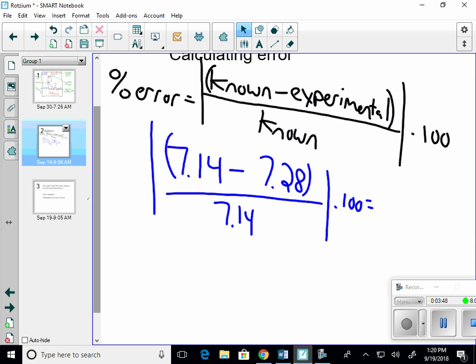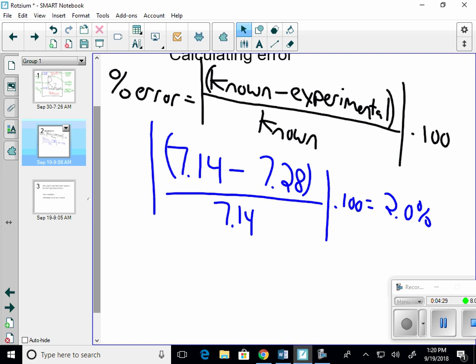Abby doesn't have a calculator on her, so I will help her out. 7.14 minus 7.28 equals, divided by 7.14 equals, times 100 to express it as a percent. I'm actually not too concerned of how we round off this. I'm just going to go 2.0%. I'm going to go to the tenths place. Abby being 2% off the known value means she did a really good job. Her data looks good.